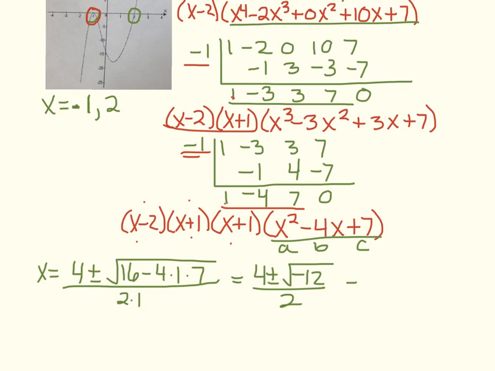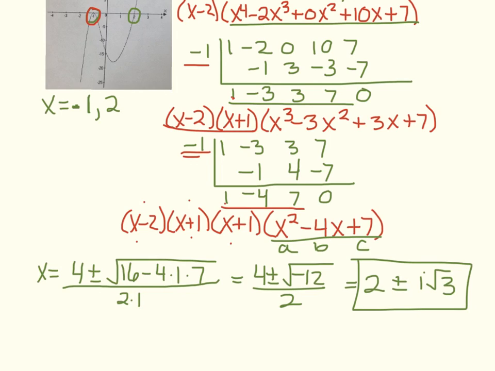4 over 2 is 2. Negative 12 is 2i root 3. And 2i root 3 divided by 2 would be i root 3. So 2 plus or minus i root 3. That's two different answers because that's two different complex numbers.